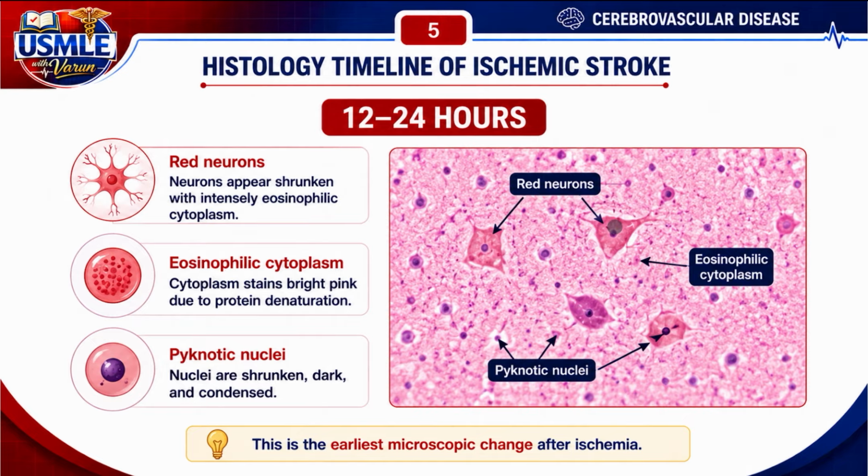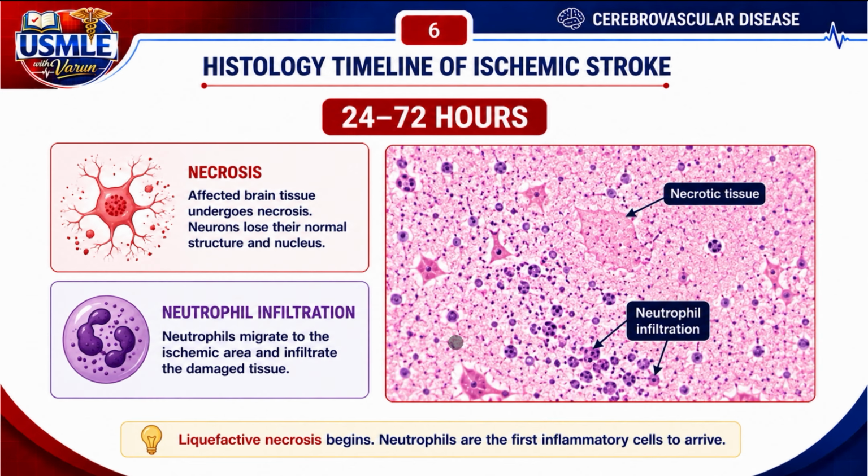Red neurons along with pyknotic nuclei are the earliest histological sign in cases of irreversible injury. Red neurons are neurons that appear shrunken with intensely eosinophilic cytoplasm. The cytoplasm stains bright pink due to protein denaturation. Pyknotic nuclei are nuclei that are shrunken, dark, and condensed. So this is the earliest microscopic change after ischemia.